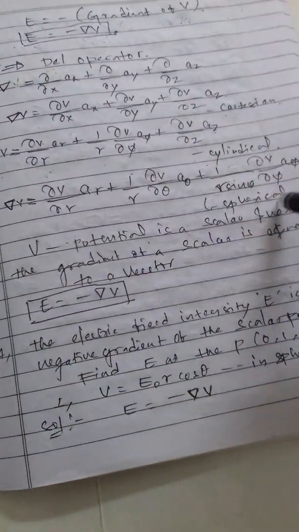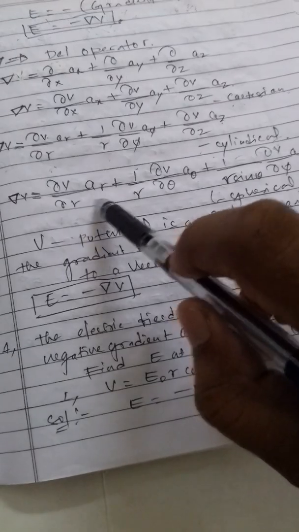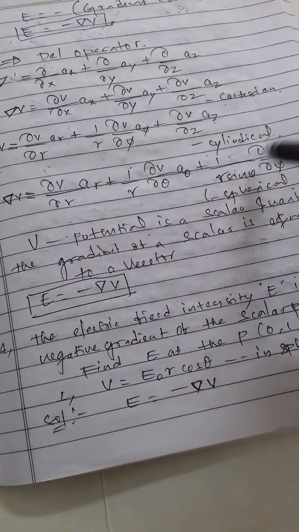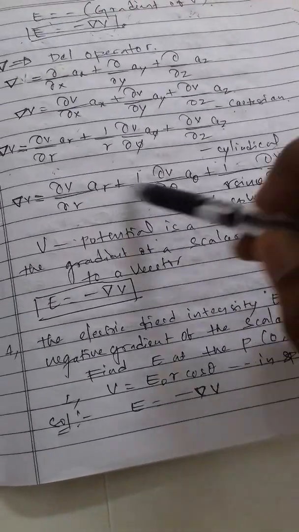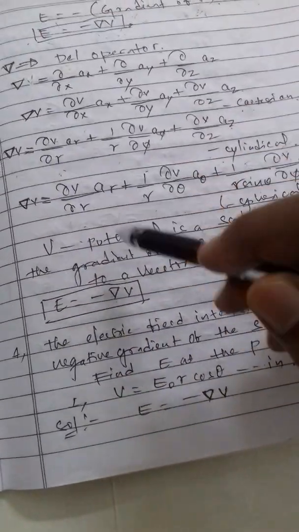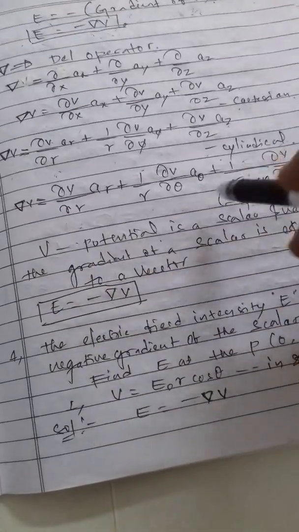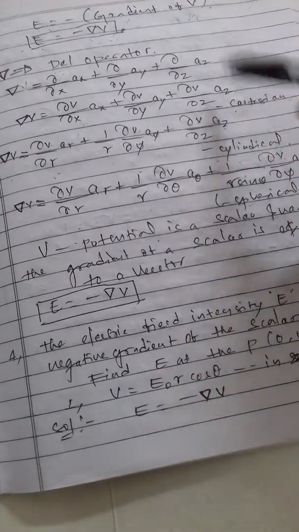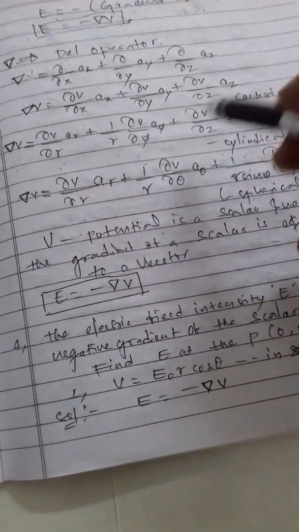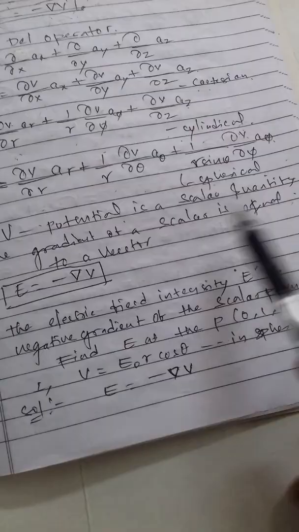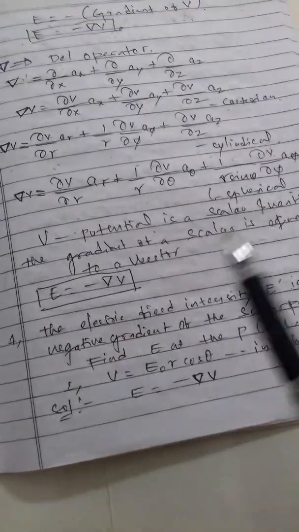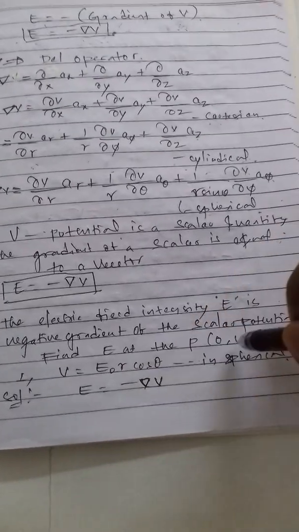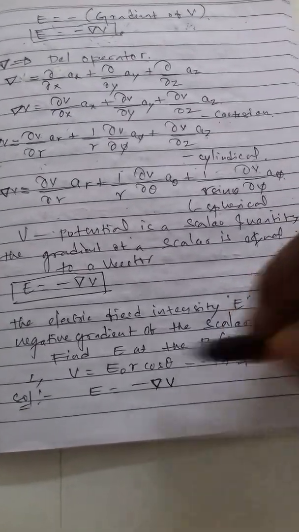The gradient of potential in the spherical coordinate system is dou V by dou r a_r plus 1 by r dou V by dou theta a_theta plus 1 by r sin theta dou V by dou phi a_phi. So the gradient of the potential in all the coordinate systems, whether Cartesian, cylindrical or spherical, can be determined. So the gradient of a scalar is equal to a vector quantity. Now the electric field intensity is the negative of the gradient of the scalar potential.